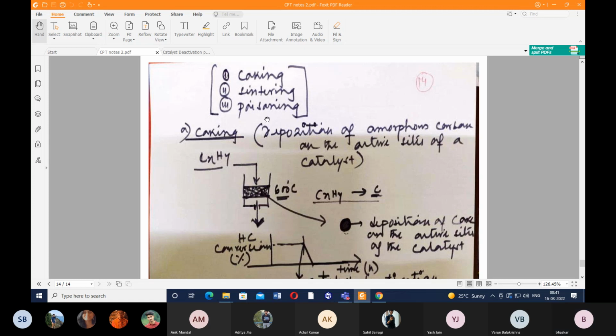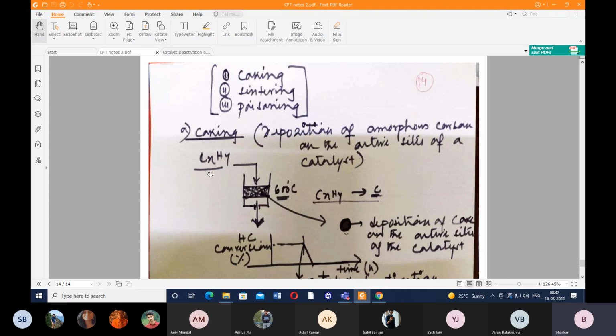Right. So coking means we're handling one hydrocarbon feedstock. I have already talked about it. Okay, so we have got a hydrocarbon feedstock. This is our inlet. This is our outlet. Sometimes the inlet is from the bottom and the outlet is from the top also. But here let's assume the inlet is at the top.